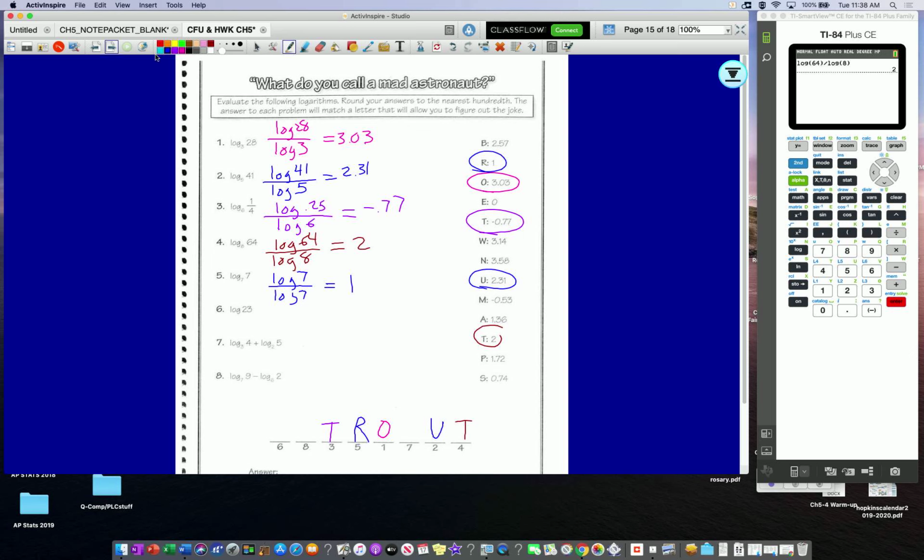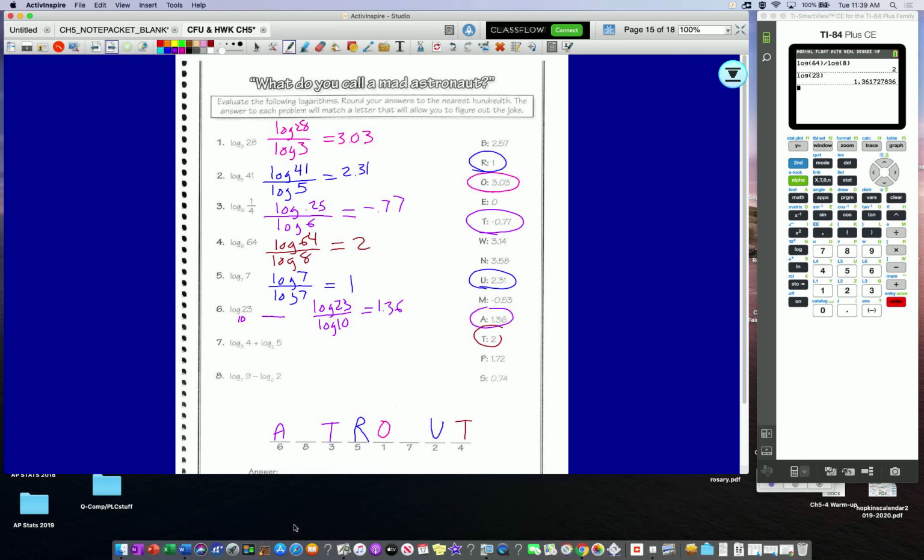Ooh, log of 23. Remember, if there's no base, we can put a base 10. So this is log of 23 over log of 10. In fact, on your calculator, you could just go log of 23 and you would get the answer. You wouldn't have to divide it by the log of 10. 1.36. That is A for 6.